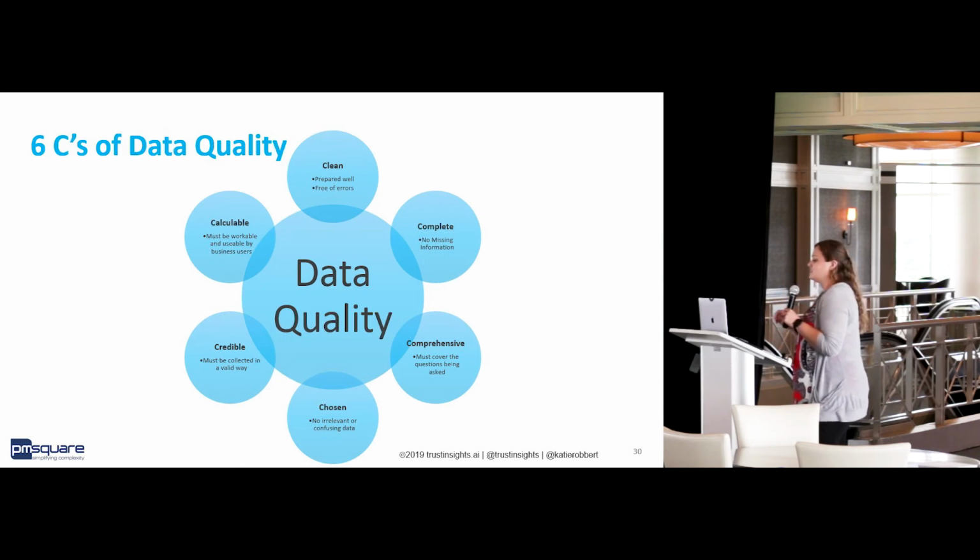And then lastly, without it being calculable, these first 5 steps become irrelevant. So it needs to be calculable. It must be workable and usable by the business. So it needs to be in the right format. It needs to be something you can directly import into your machine learning models, into your asset success model, whatever the methodology is.